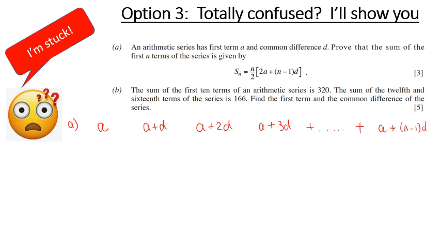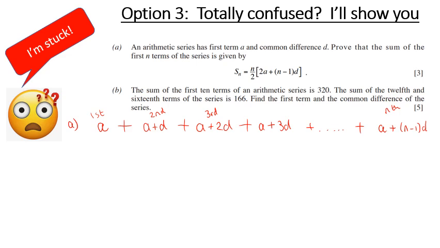So let's think about where that's come from. If you look at the first term, there are no d's. If you look at the second term, there's 1d. If you look at the third term, there are 2 d's. Whatever term number you're on, the number of d's is always one less. So if we want to go as far as the nth term, then the number of d's will be n minus 1. So that's what our series would look like if we started writing it out.